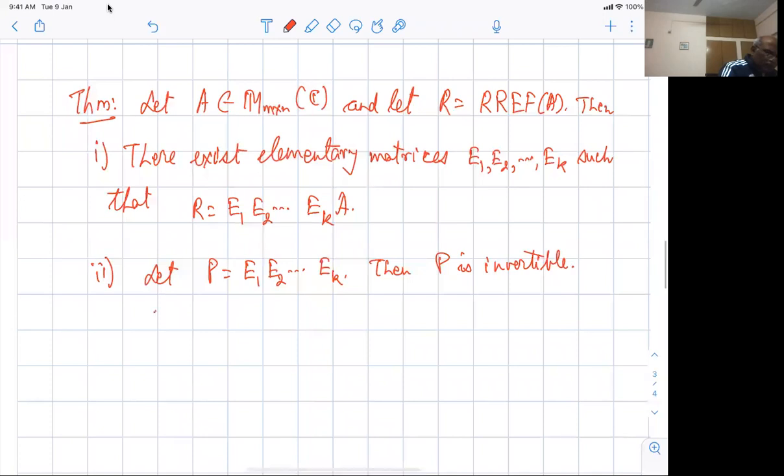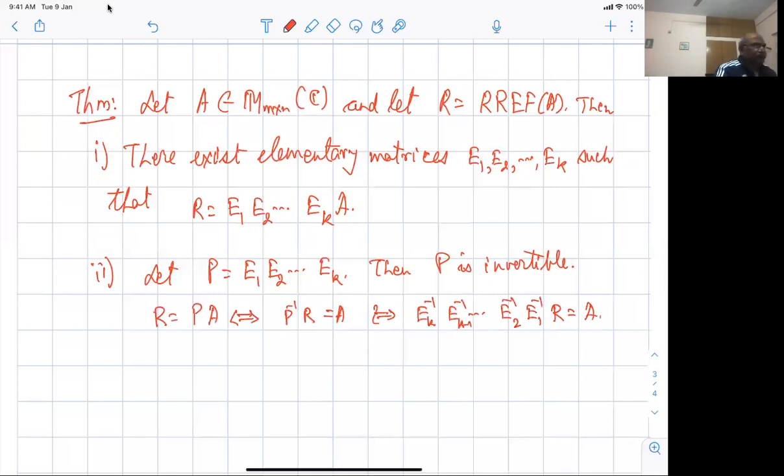So what I've got is that R is equal to P times A. This also implies, and is implied by, A is equal to P inverse of R. Fine. So as you saw earlier, which is the same thing as saying that I'm going to write the inverse of this. So it will be Ek inverse, Ek minus 1 inverse, E2 inverse, E1 inverse of R is A. Fine. So this idea I'll be using, that there is an invertible matrix P.